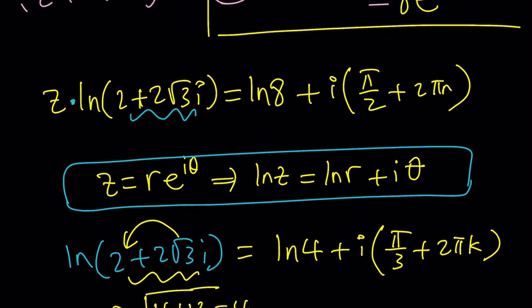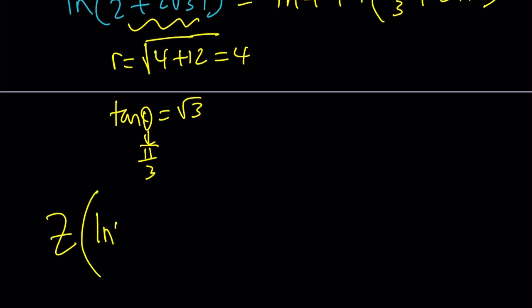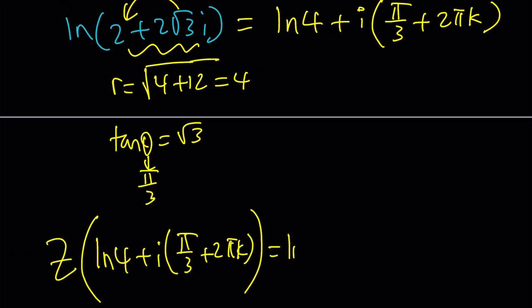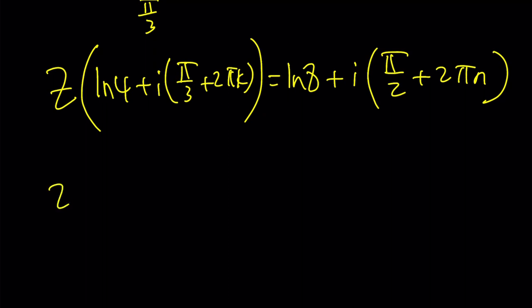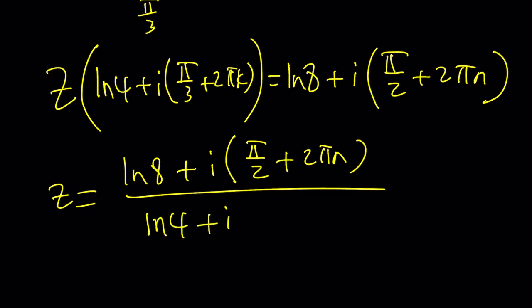Make sense? So let's go ahead and plug this into our equation right here, and then we're gonna see what we can do for z from there. z times the ln of this number, so that's gonna give me ln 4 plus i times pi over 3 plus 2 pi k, and then this is multiplied by z, and that's equal to ln 8, right, plus i times pi over 2 plus 2 pi n. Awesome, right? We're almost there. Bear with me while I isolate z: ln 8 plus i times pi over 2 plus 2 pi n, divided by ln 4 plus i times pi over 3 plus 2 pi k.